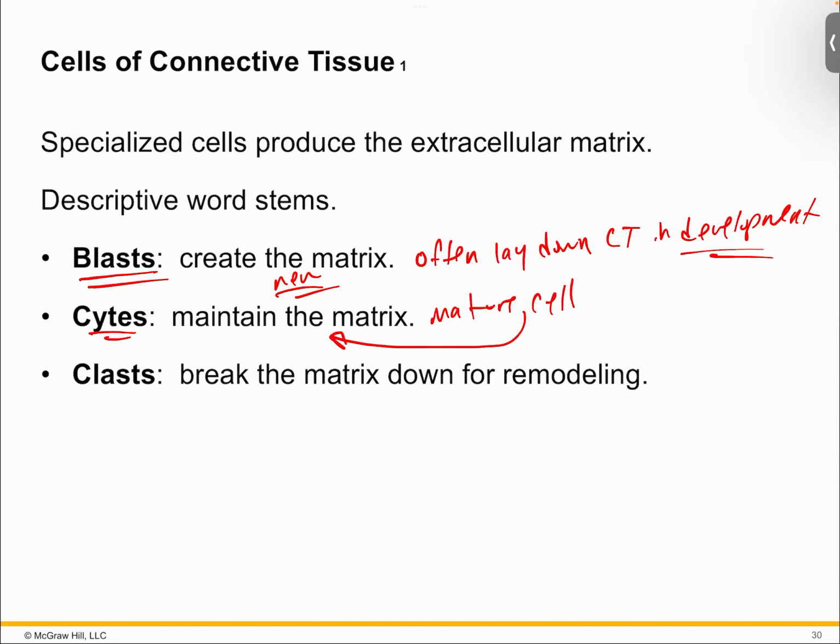Then you have what's called the clast. These guys will break down the matrix. So these are the deconstructionists. So just like you have cells that will lay it down, create the new matrix, you also have cells that will tear it apart. Same thing you do in construction, right? You have crews whose job it is to build new structures. You also have demolition crews whose job it is to come in and basically annihilate old, worn down structures so that they can replace it oftentimes with new material.